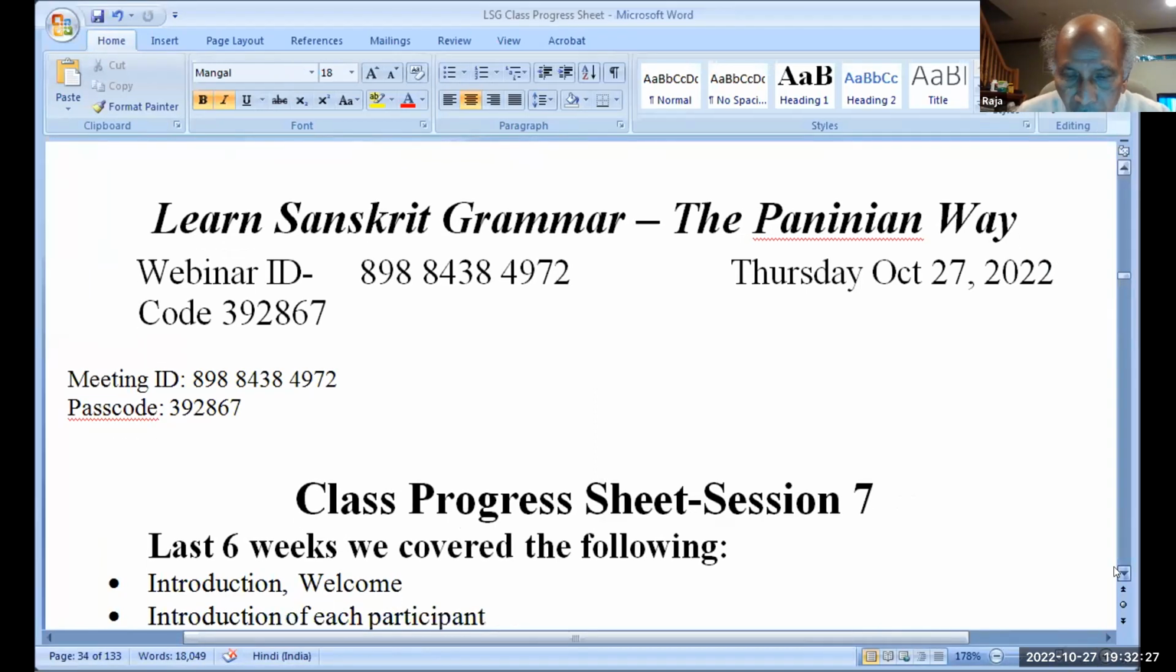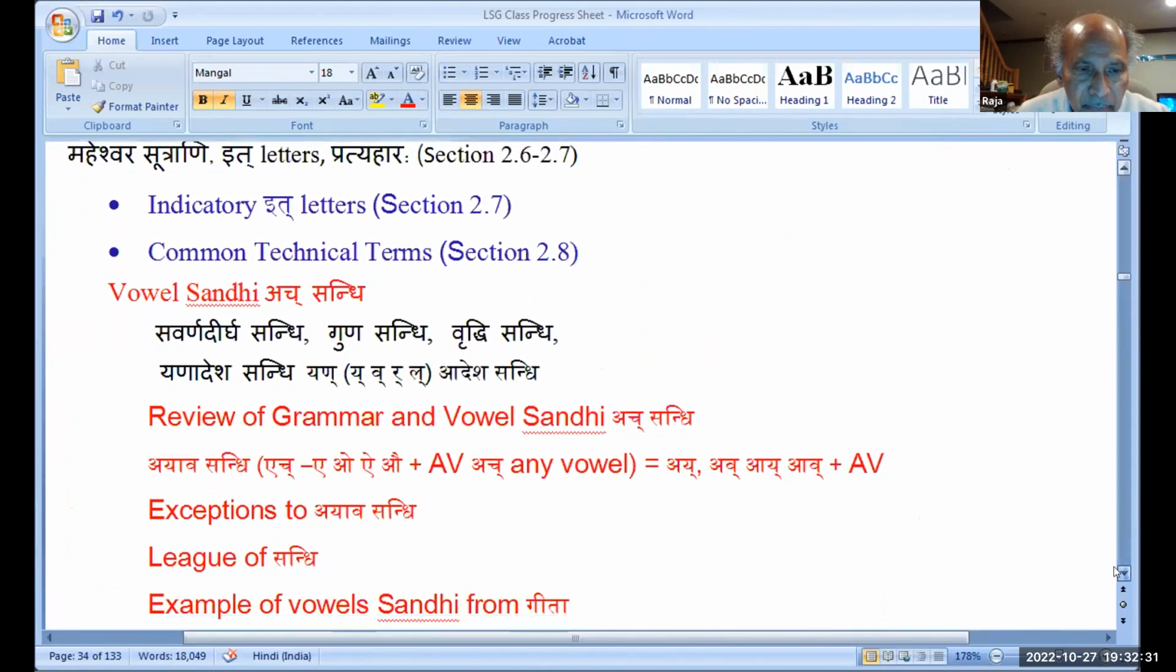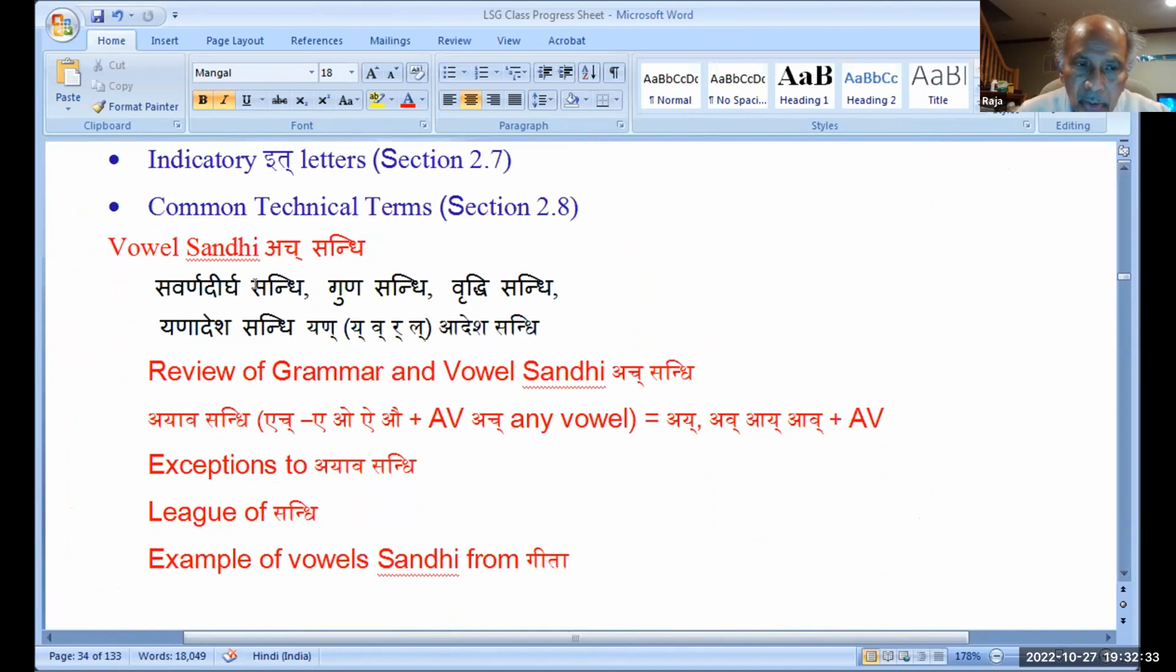Okay. Today, we have finished 6 classes. Today will be reviewing the grammar and vowel sandhis. What we have done: we did Savarna Dirgha Sandhi.